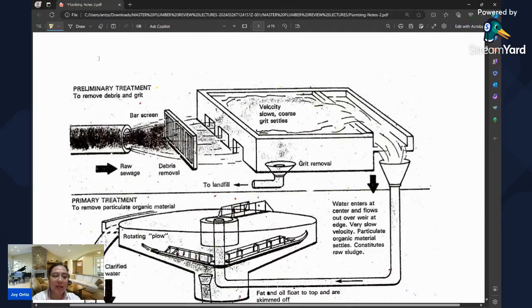So here's the preliminary treatment, which is we remove the debris and grit. As you can see, this is the raw sewage. So dito na yung mga pupo, yung mga ganun, or any kung ano yung galing doon sa mismong pipe, diba? So sa drainage. Then, papunta dito sa sewage treatment plant, kung saan may makikita tayong bar screen. And this is the debris removal. Then, may water po dito. Velocity slow, grit settles.